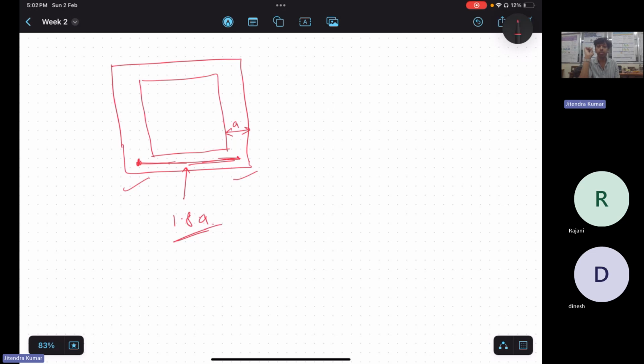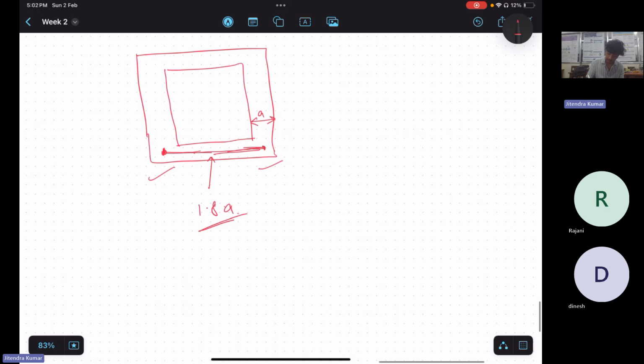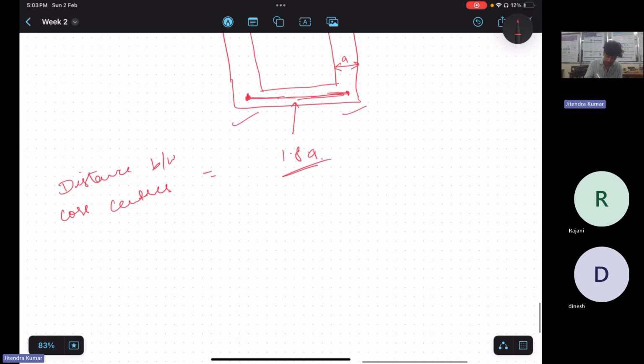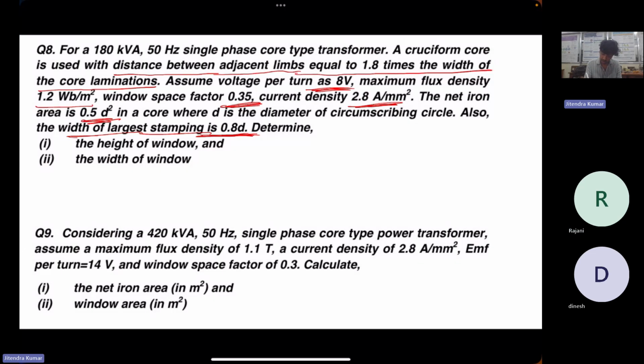Now, the distance between core centers. So this is the distance between core center. Let me write it for you. Core centers is 1.8. Now, width of the core. Width of the core is also given, right? Width of the largest stamping is mentioned, which is nothing but 0.8 D, right?